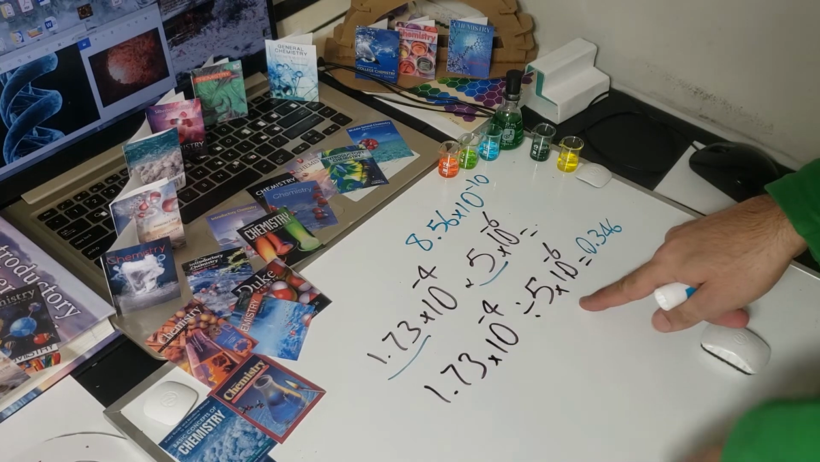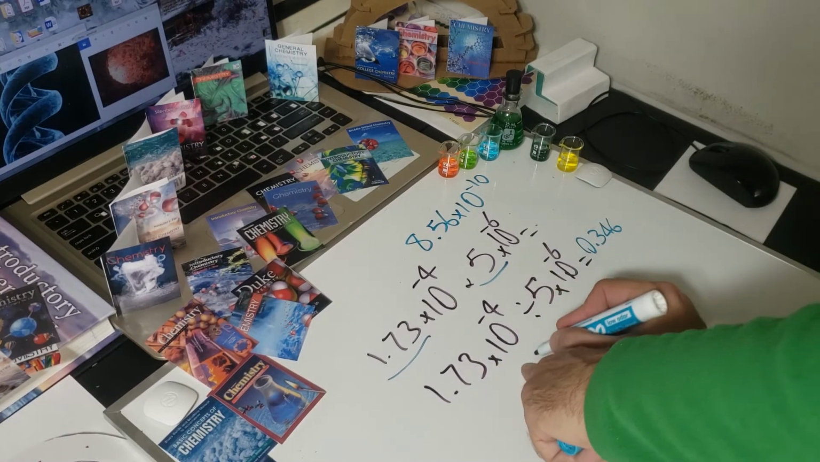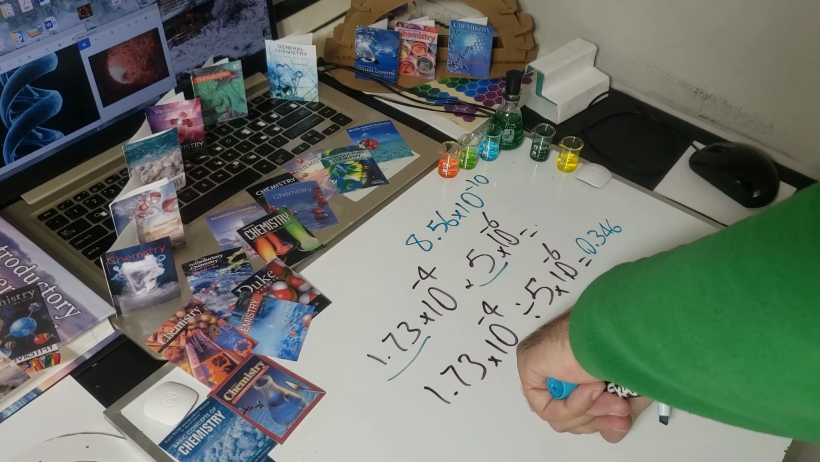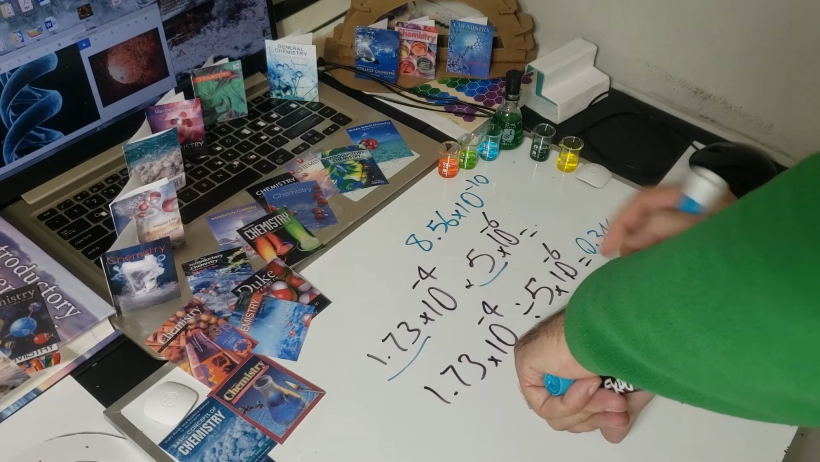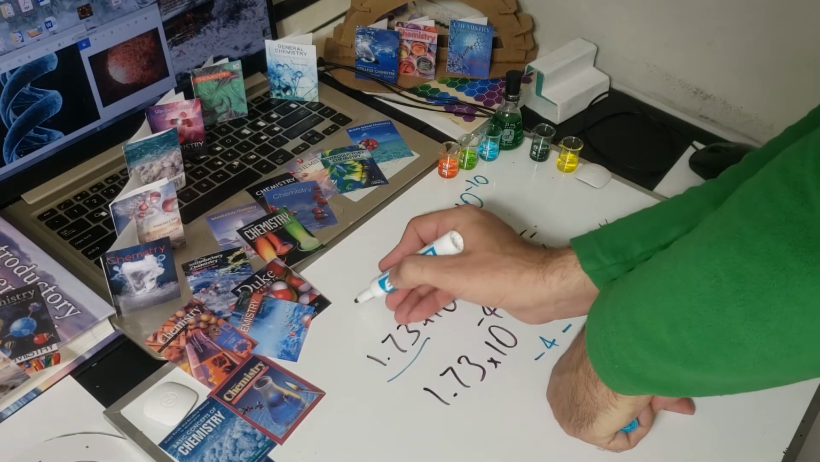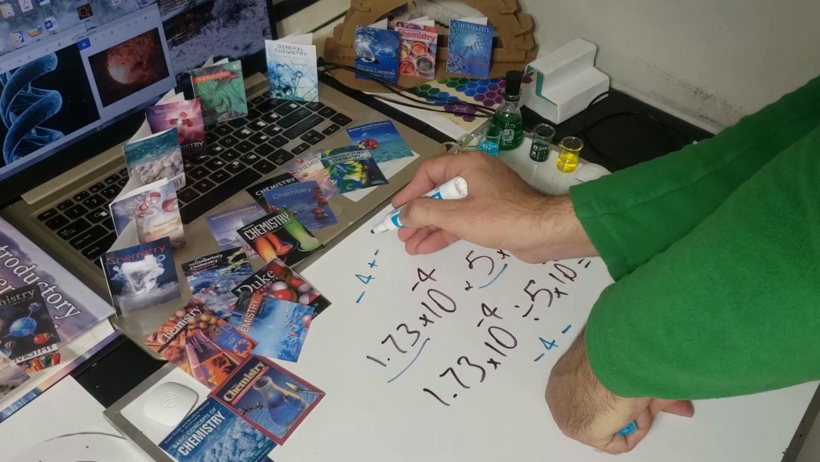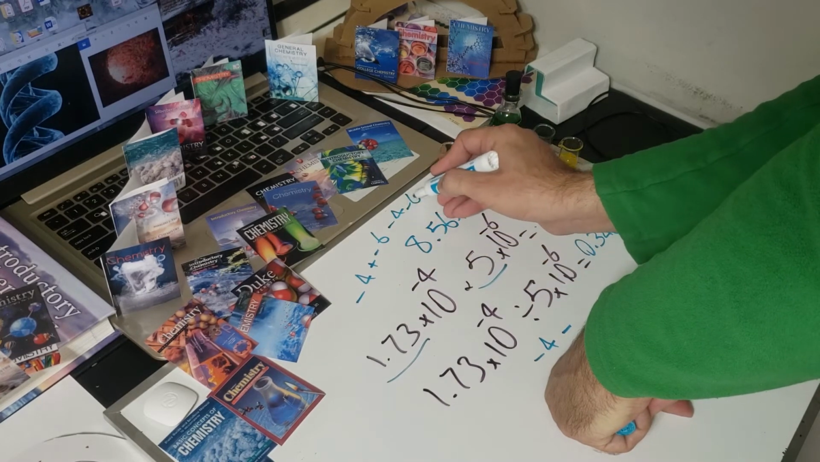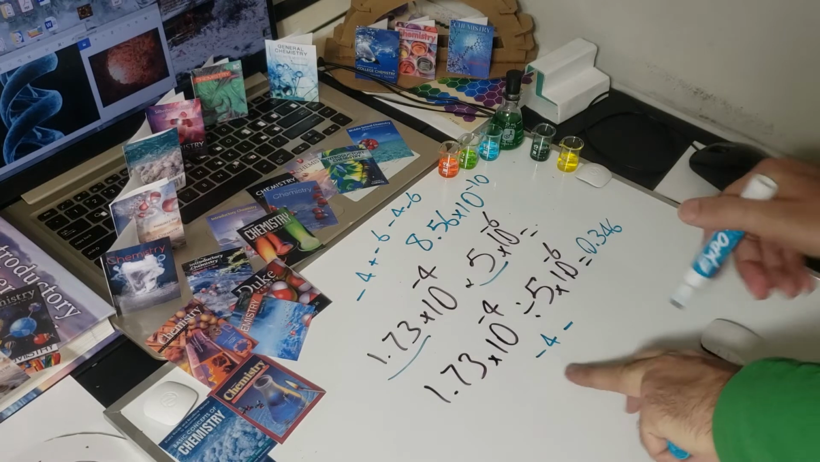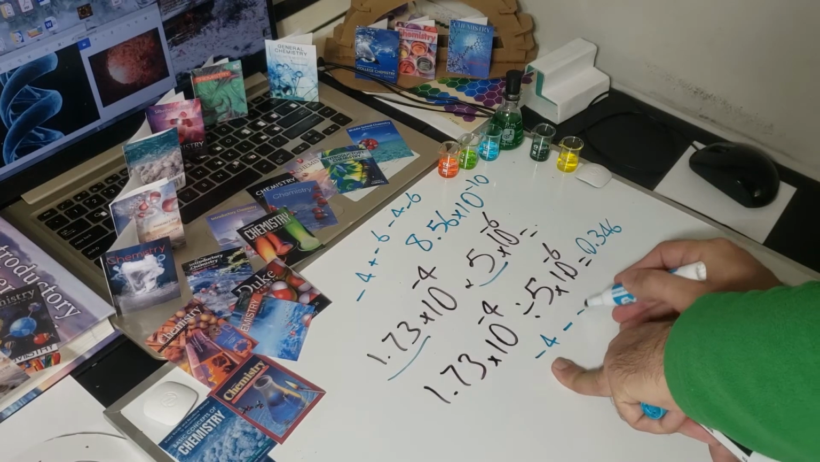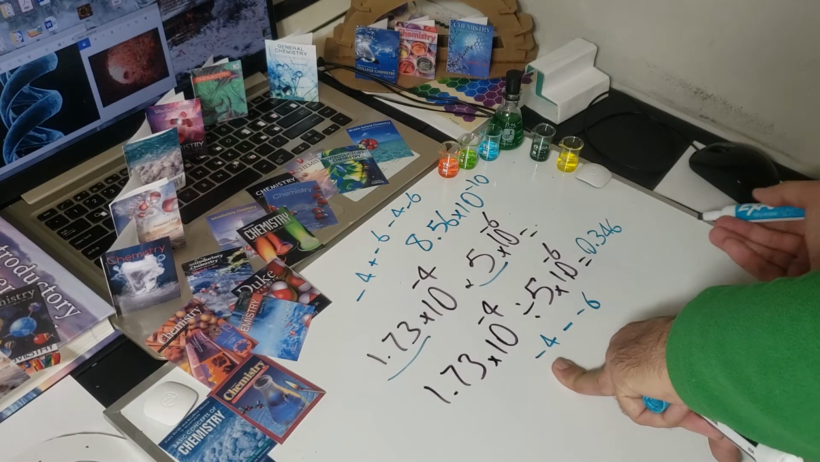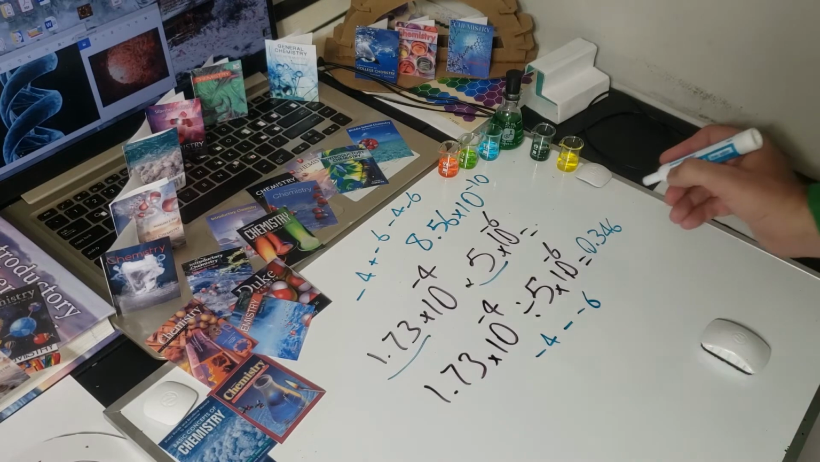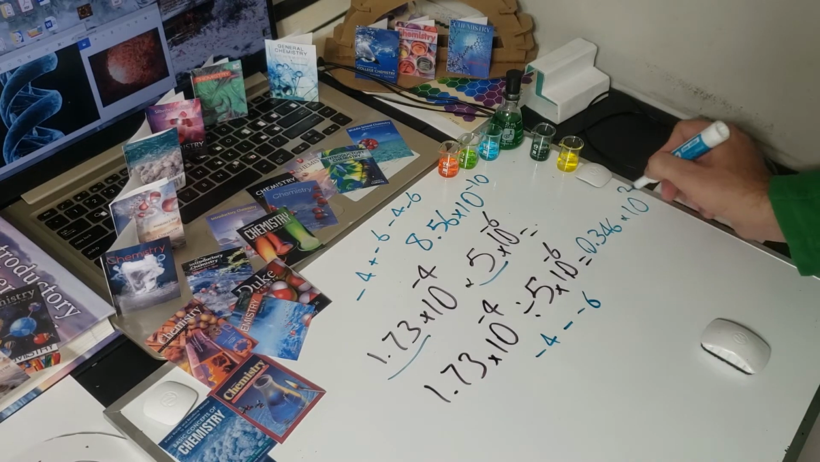So if I divide this, the powers subtract. For multiplication, it's plus: minus 4 plus minus 6, which is minus 4 minus 6, which gives me minus 10. Here, for division, it's minus 4 minus minus 6. Minus minus is just plus. So minus 4 plus 6 is just 10 to the 2.